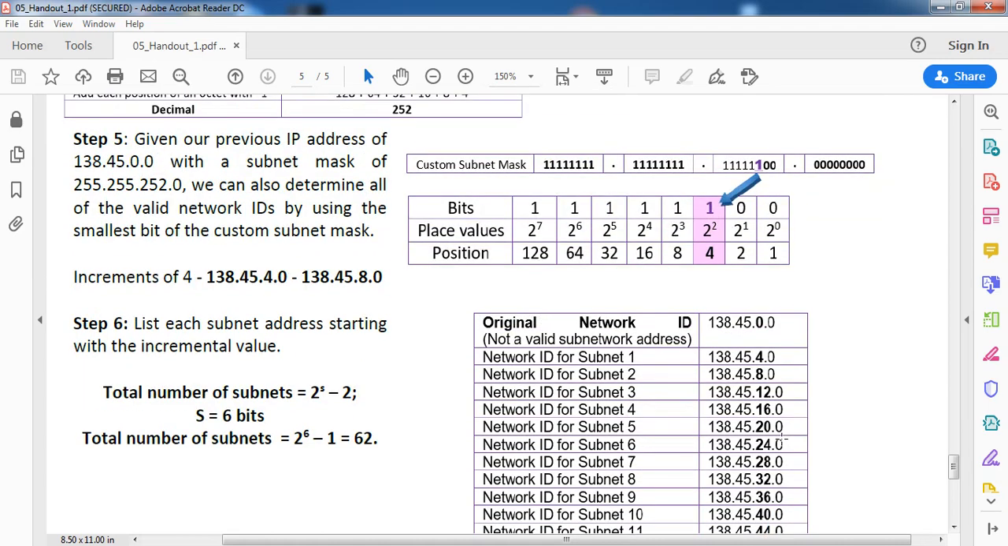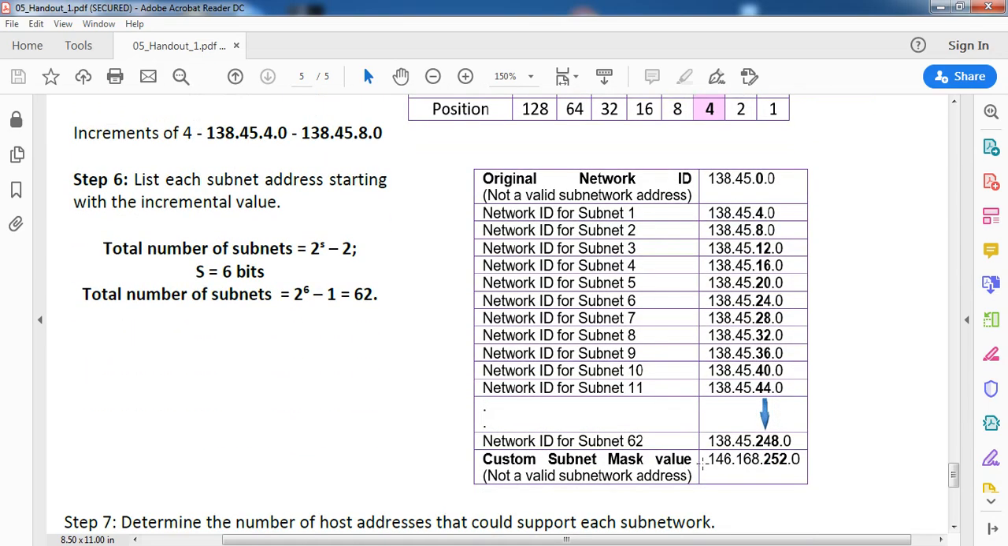Now, this would ensure that we will be able to cover 45 subnets, but it would actually go over 45. We'll have around a maximum of 62 subnets. Now, we can't use 252 as it is not a valid subnetwork address. Okay, so this is what we do to list all of the subnetworks.